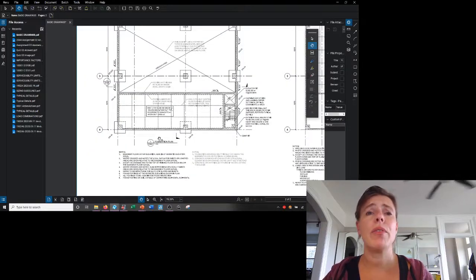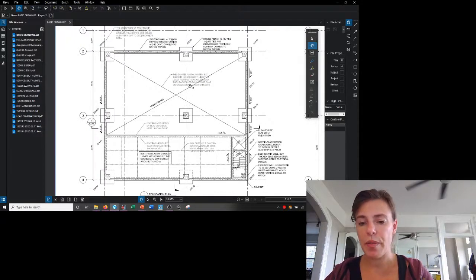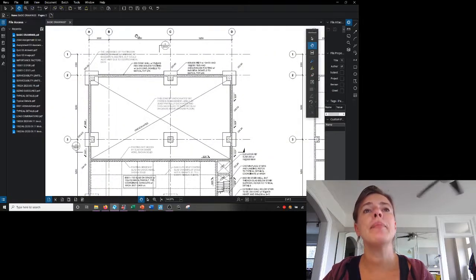The basement plan or the foundation plan isn't that different. Our piers look a little bit bigger because we're going to have concrete columns rather than small steel columns. But for the most part, everything else is the same. One interesting thing is that our grid dimensions changed. The overall size of our building hasn't changed, though.